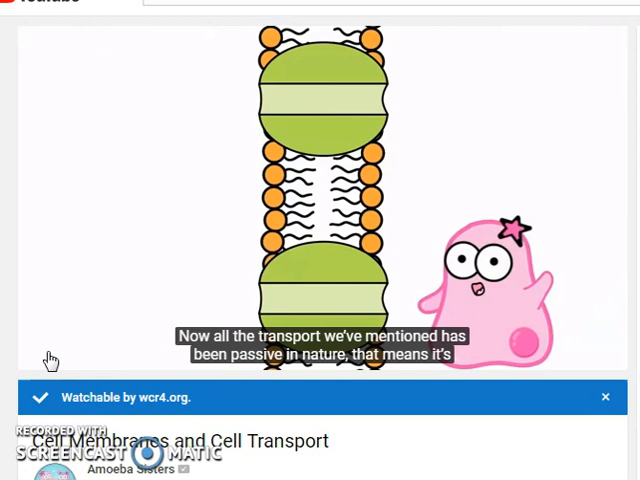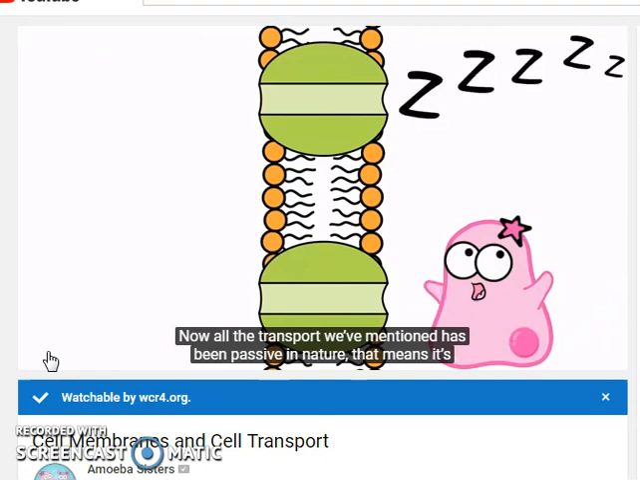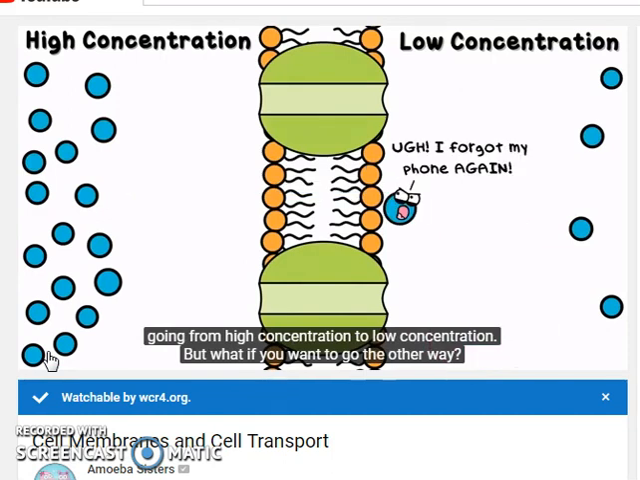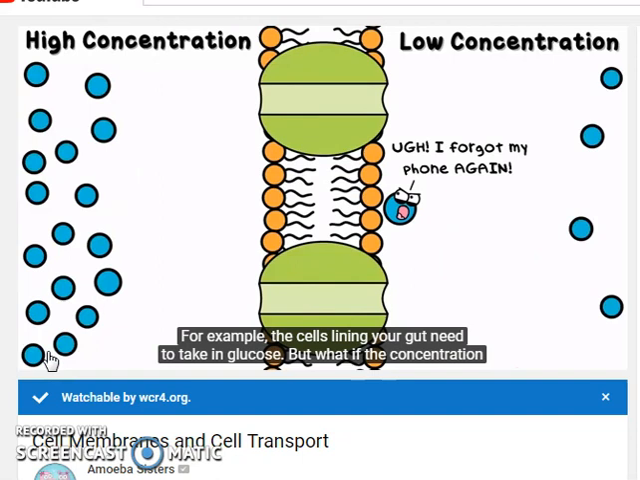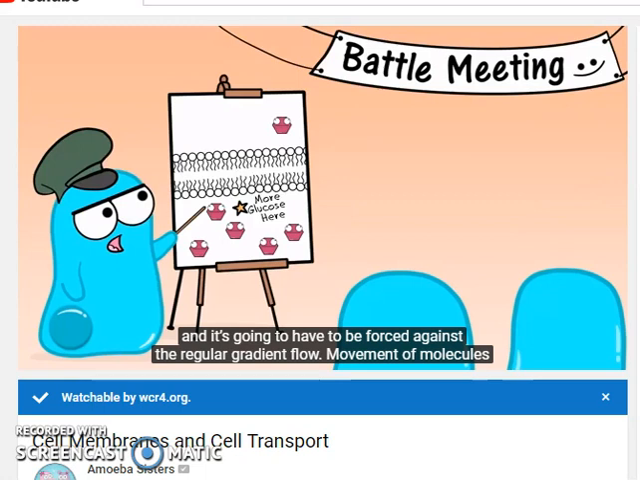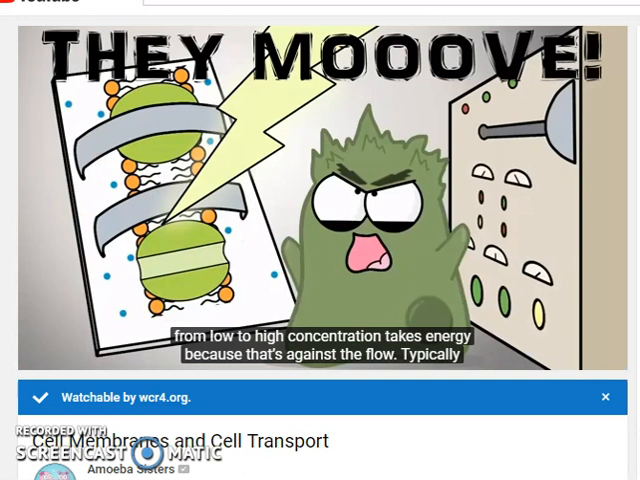Now all the transport we've mentioned has been passive in nature. That means it's going from high concentration to low concentration. But what if you want to go the other way? For example, the cells lining your gut, they need to take in glucose, but what if the concentration of glucose in the cell is higher than the amount of glucose concentration in the environment? We still need to get the glucose in, so it's going to have to be forced against the regular gradient flow. Movement of molecules from low to high concentration will take energy because that's against the flow.